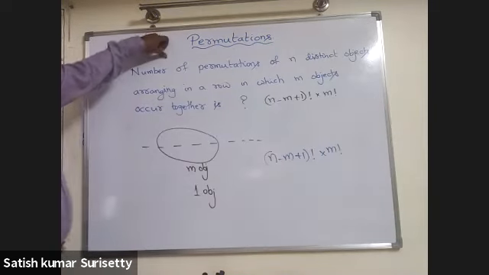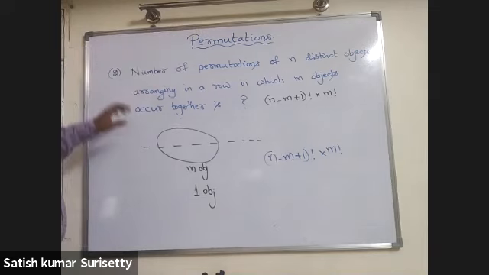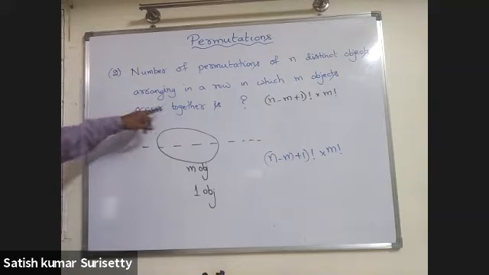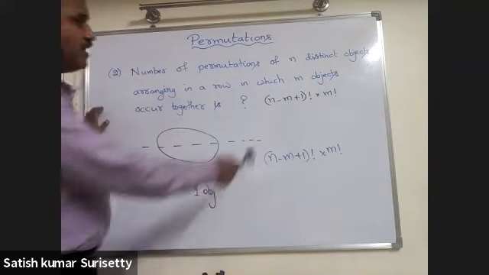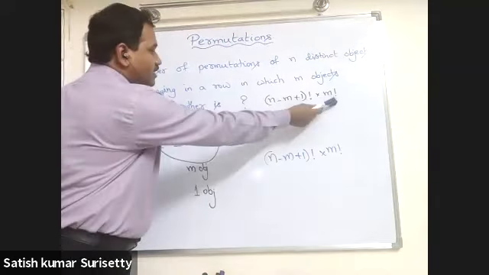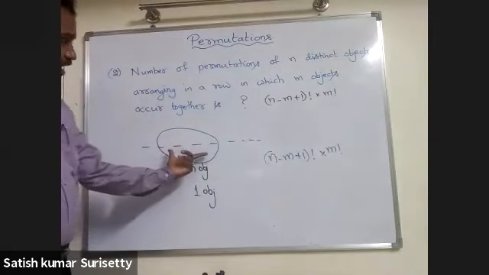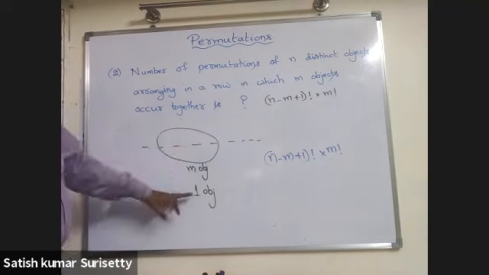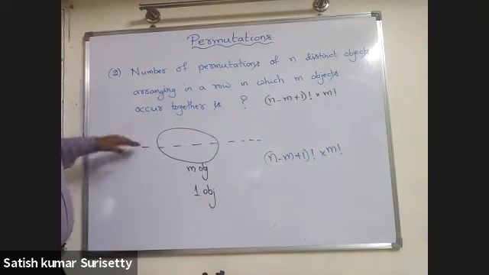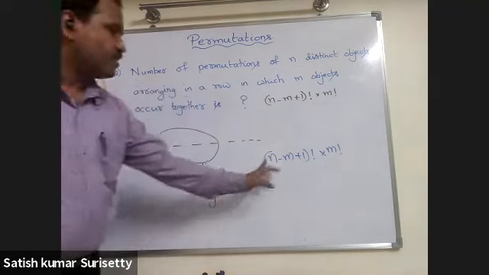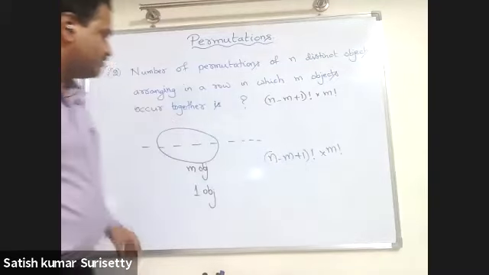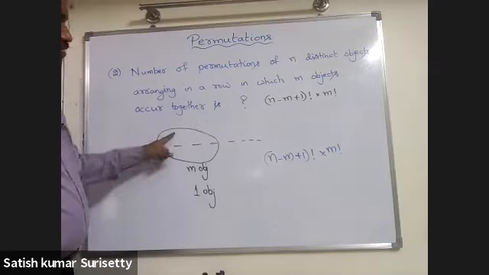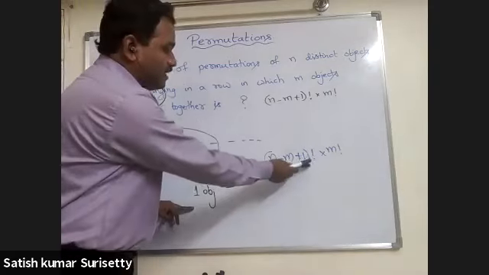So the number of permutations of n distinct objects arranged in a row in which m objects occur together is (n minus m plus 1) factorial into m factorial. The m objects which we want all together, you always consider as a single object. Then the total number of objects will be n minus m plus 1, because we are eliminating m objects and adding this as a single object. So that's why n minus m plus 1 objects.